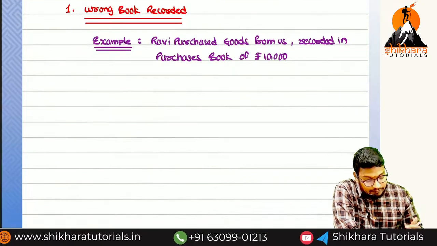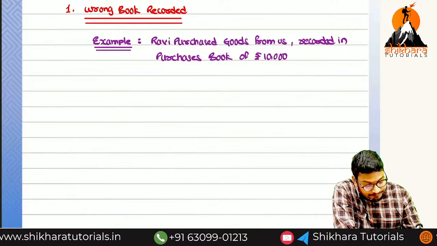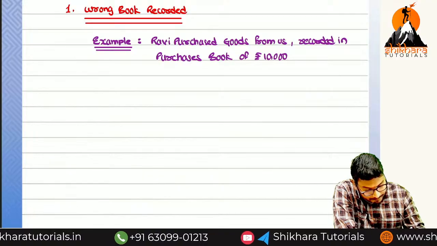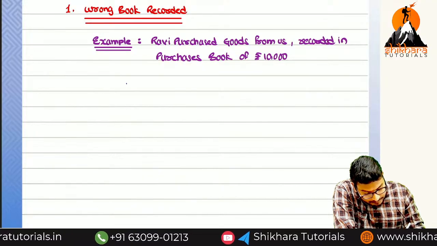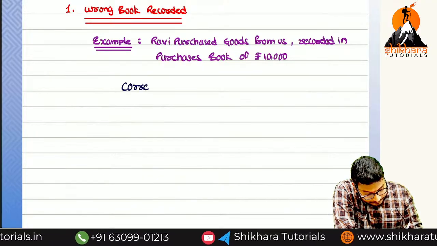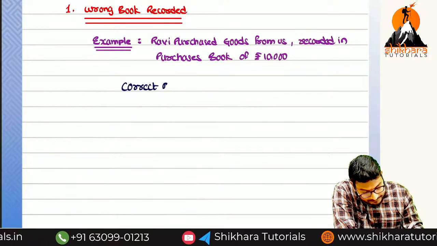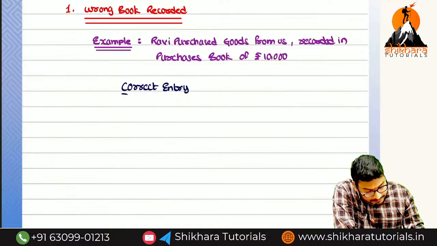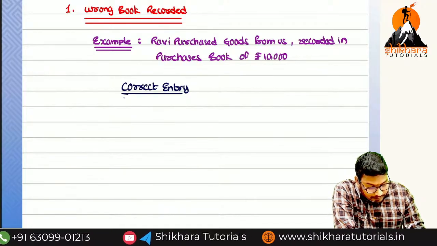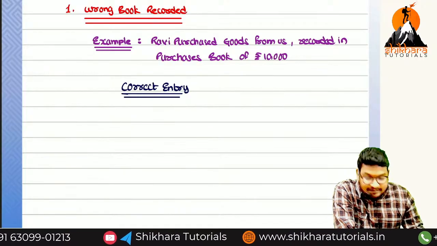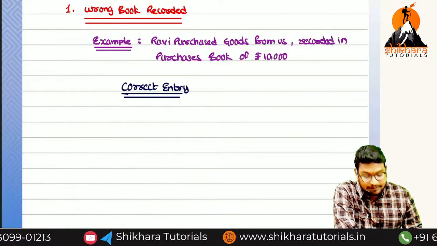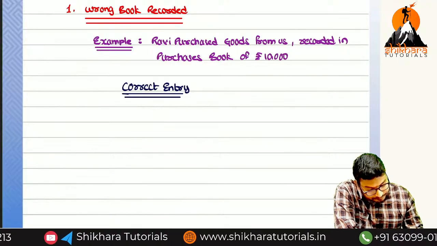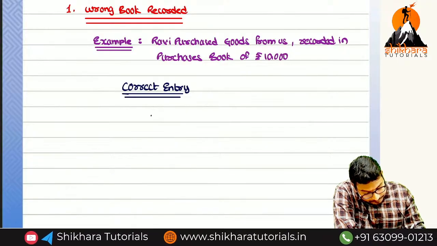Now, what is the correct entry? First of all, the correct entry means we have to write the credit sales entry. What is the credit sales entry? Mr. Ravi account debited to sales account.